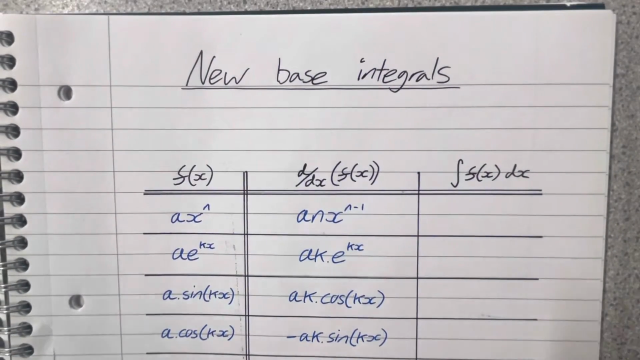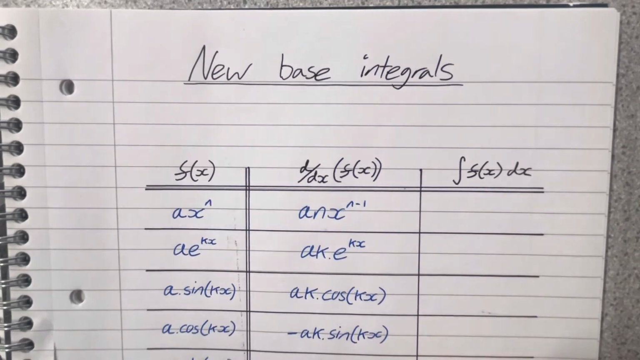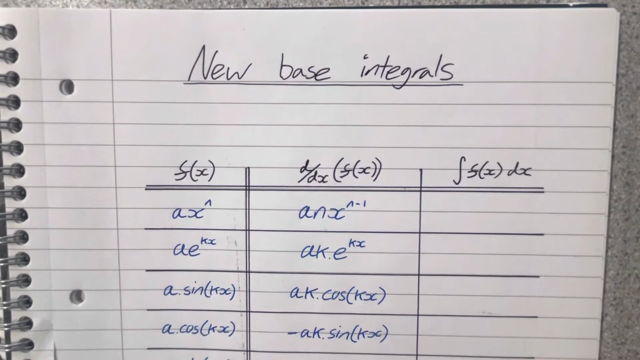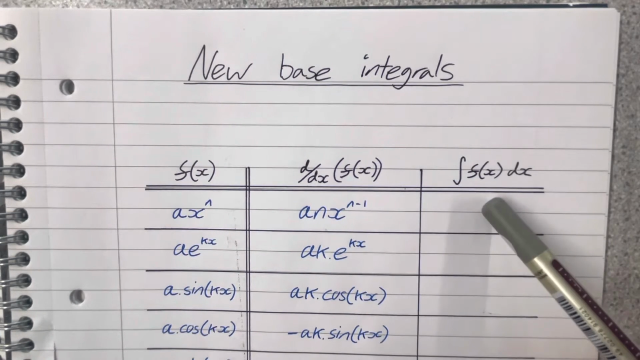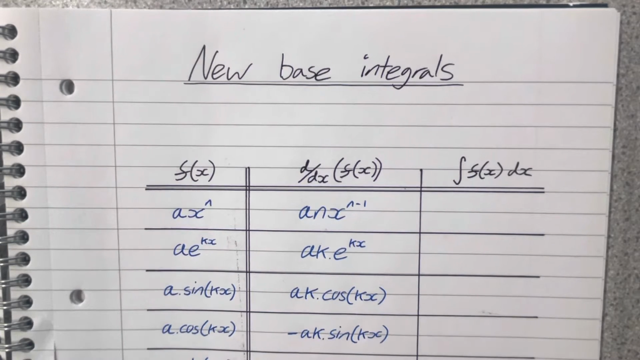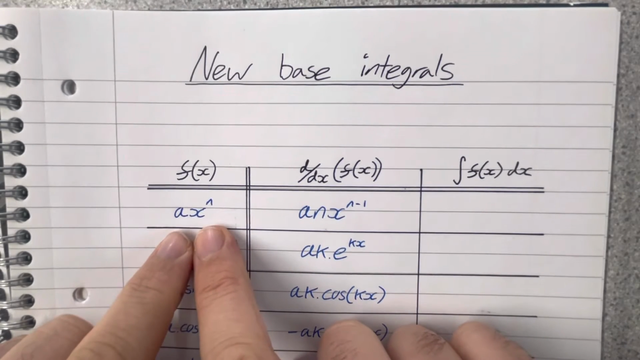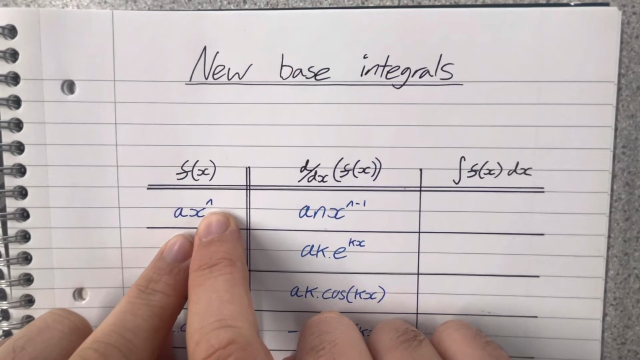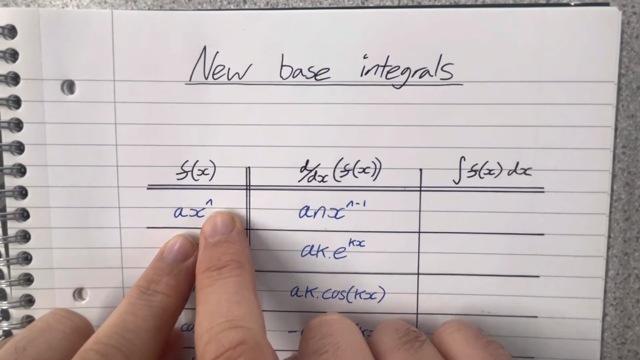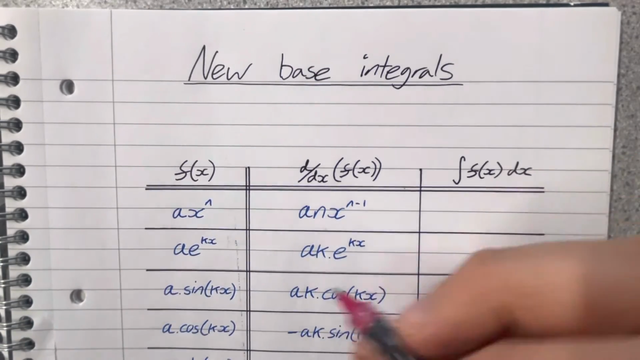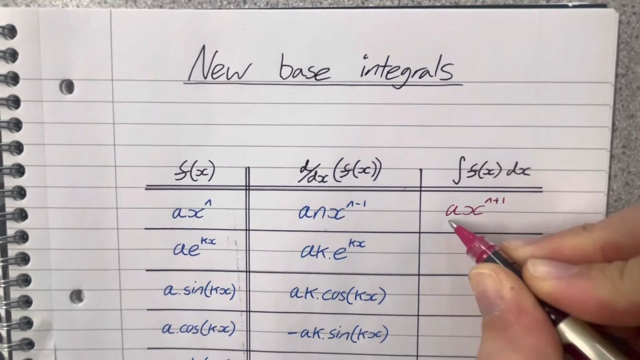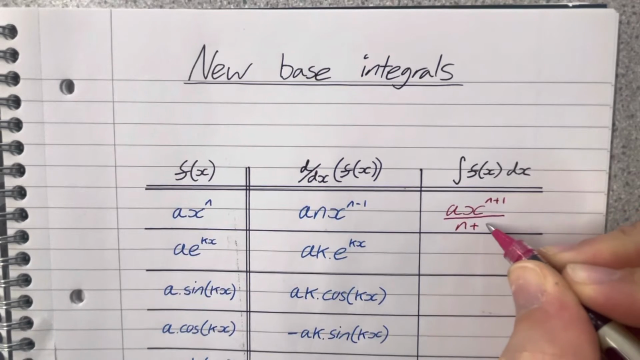We've got some new base integrals, and what I've got here is a column of some functions, and then a column of their derivatives, and we're going to use this knowledge to calculate some base integrals. For example, looking at the Year 12 case, ax to the power n, when we differentiated it, we multiplied by the power, and then we subtracted 1 from the power. If you reverse that, you add 1 to the power, and then divide by the new power. So we add 1 to the power, so that becomes n plus 1, and we divide by the new power, so it's divided by n plus 1.